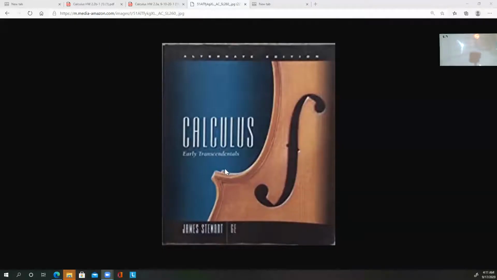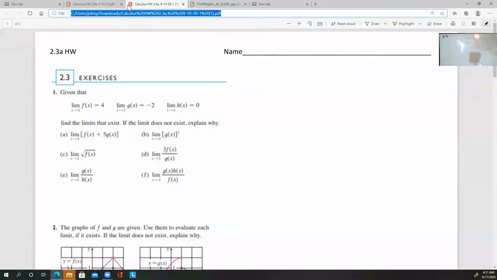Okay, so this is a book that you'll be using. It's James Stewart Calculus. Okay, and here's 2.3. Made it nice and big so that you can see it. Should make this a little bit bigger as well.